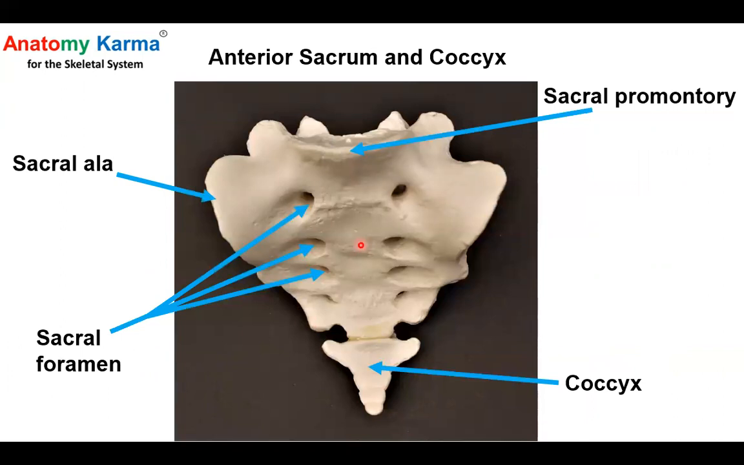On the anterior view of the sacrum, we will use this line of openings, the sacral foramina, as our landmark. When we follow these lines of sacral foramina all the way to the top, we see a sharp ridge. This is a difficult to identify part. This is the sacral promontory.